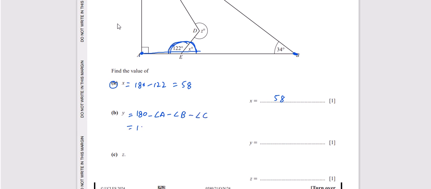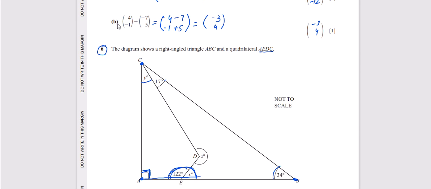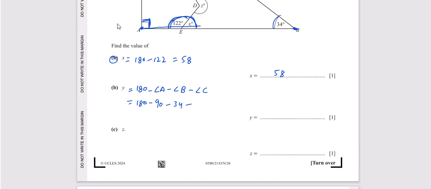So 180 minus angle A. This one is angle A, a perpendicular angle which is always equal to 90 degrees, minus angle B is 34, minus angle C is 17. So solve these values and the final answer is 39. So y is equal to 39.